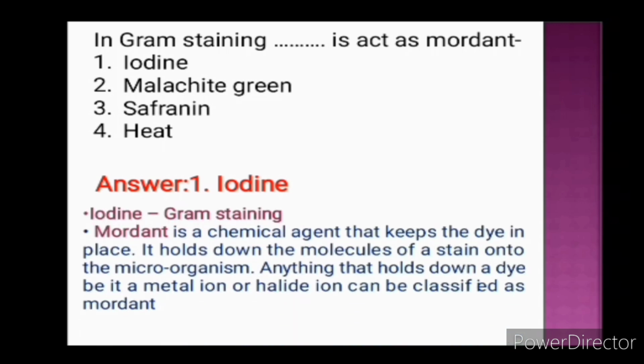Now what is a mordant? A mordant is a chemical agent that keeps the dye in place. It holds the molecules of a stain onto the microorganisms. Anything that holds down a dye, be it a metal ion or a halide ion, can be classified as a mordant. In gram staining, iodine forms a complex with the crystal violet in the bacterial cells and forms the CVI complex, that is the crystal violet iodine complex, and holds this CVI complex in the cell wall and appears as violet color after decolorization.